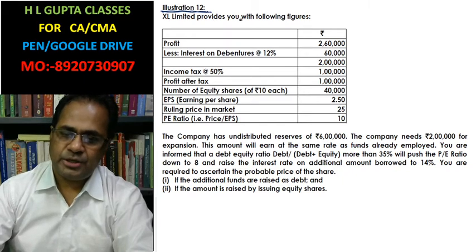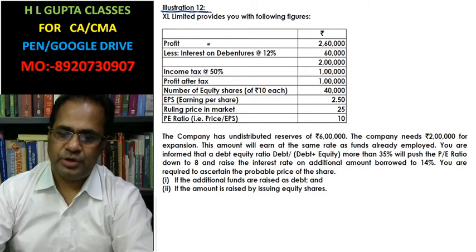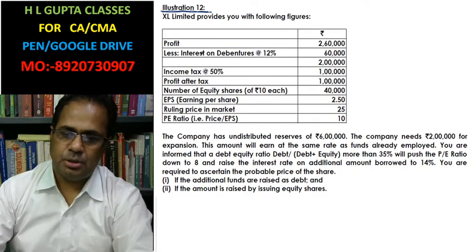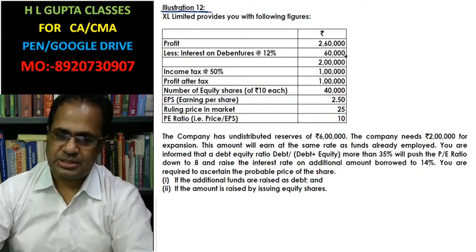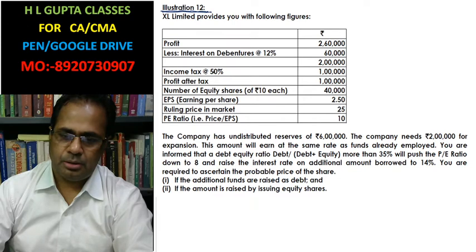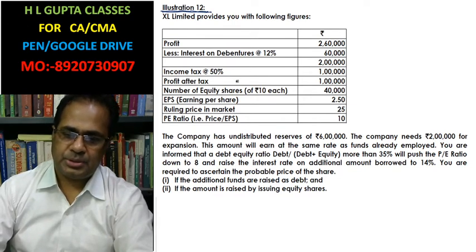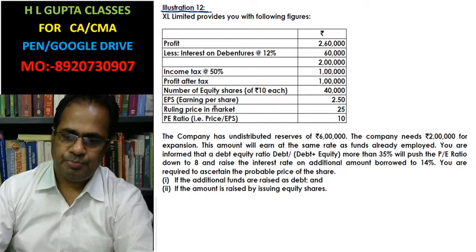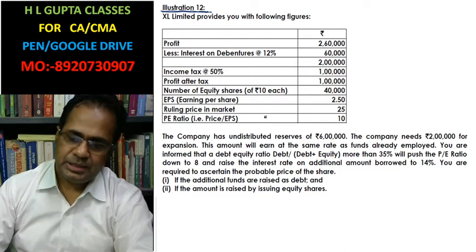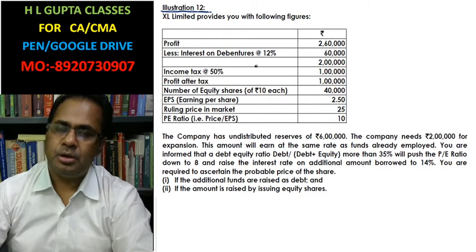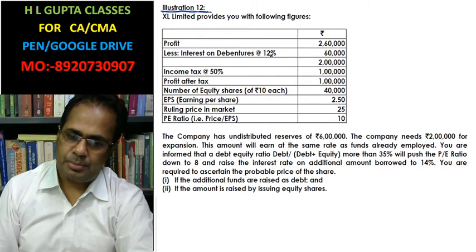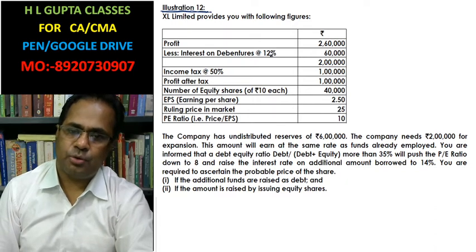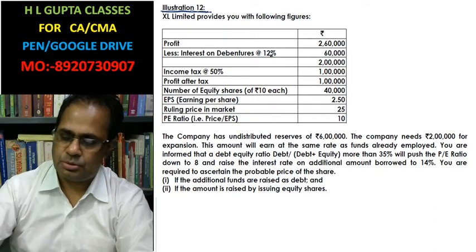Excel Limited provides you the following figures. Profit rupees 2,60,000. Less interest on debenture rupees 60,000. Income tax, earning before tax 2 lakhs. 50% profit after tax, number of equity shares 40,000, earning per share, market price per share, that is price earning ratio. In this case, debenture interest is given, amount of debenture is not given. You need to calculate in working note calculation of debenture amounts.